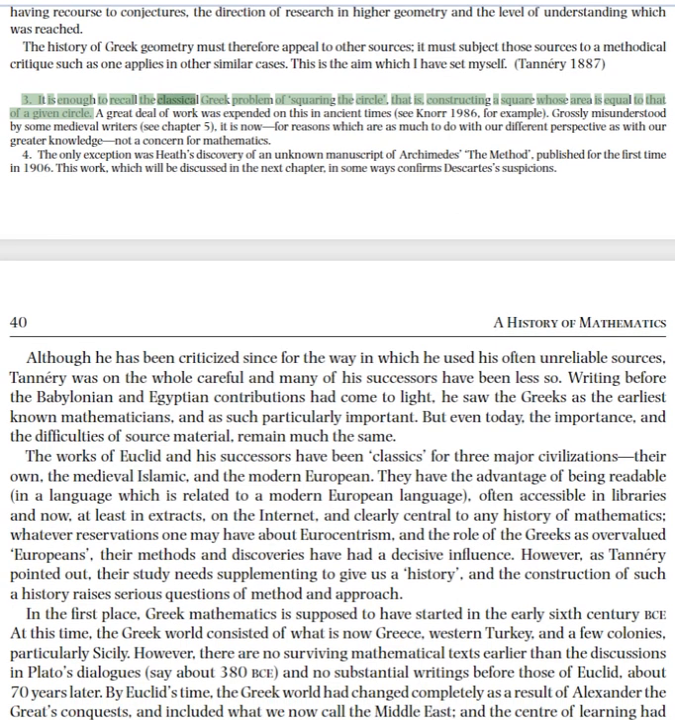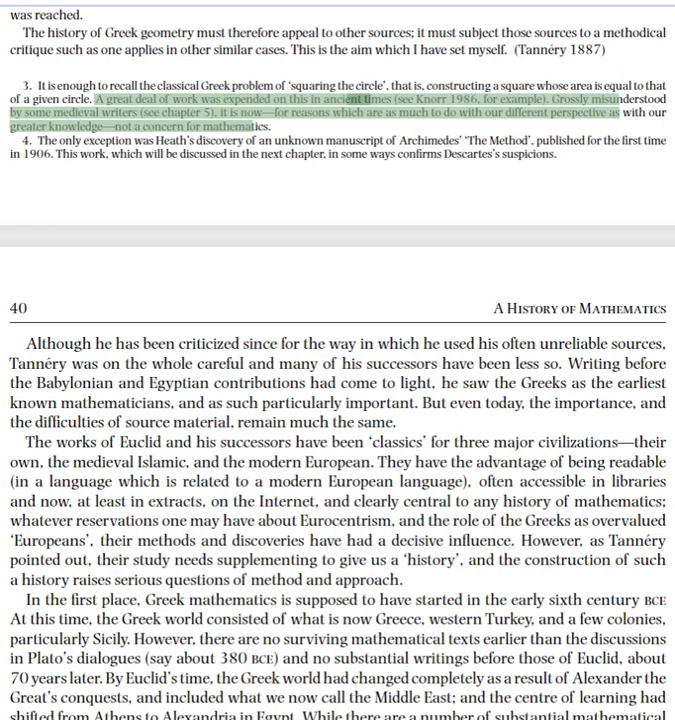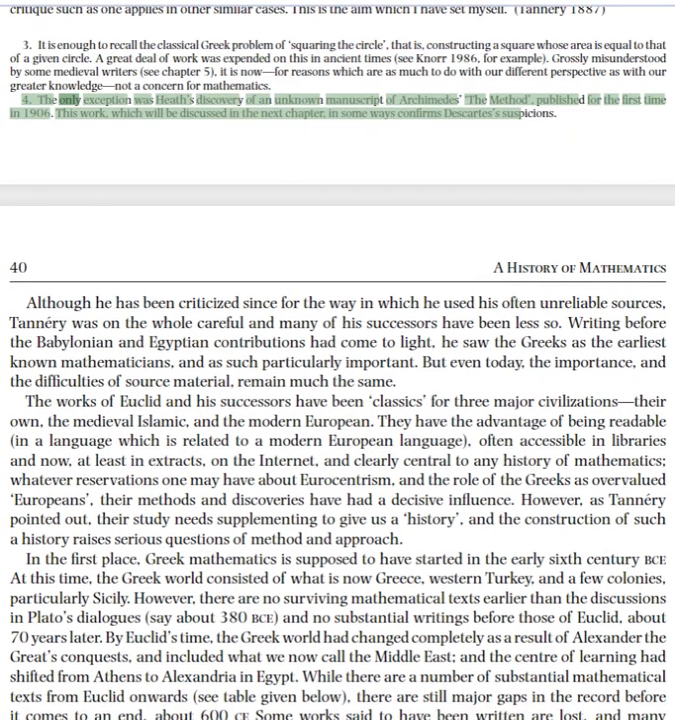3. It is enough to recall the classical Greek problem of squaring the circle, that is, constructing a square whose area is equal to that of a given circle. A great deal of work was expended on this in ancient times. Grossly misunderstood by some medieval writers, it is now, for reasons which are as much to do with our different perspective as with our greater knowledge, not a concern for mathematics. 4. The only exception was Heath's discovery of an unknown manuscript of Archimedes' The Method, published for the first time in 1906. This work, which will be discussed in the next chapter, in some ways confirms Descartes' suspicions.